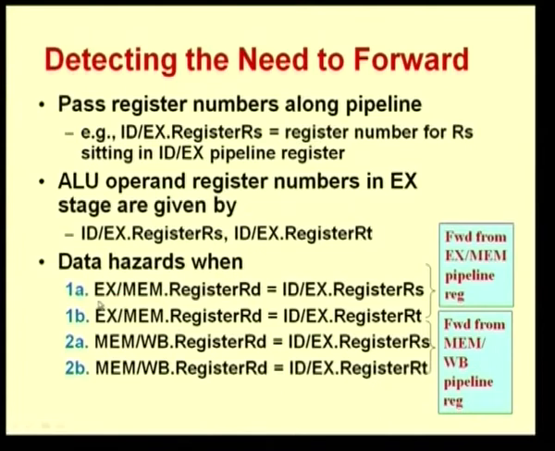So, you need to compare EX/MEM dot register RD is equal to ID/EX dot register RS. Either it may be RS or it may be RT. Remember, there are two operands, right? So, we need to check for both the operands. Just as you do the check for this register RD being equal to RS, you also check for this register RD being equal to RT. So, if either of these two operands matches the destination register, then we know that there will be a data hazard, and therefore, we need to do forwarding from the EX/MEM pipeline register. Okay, this is one case.